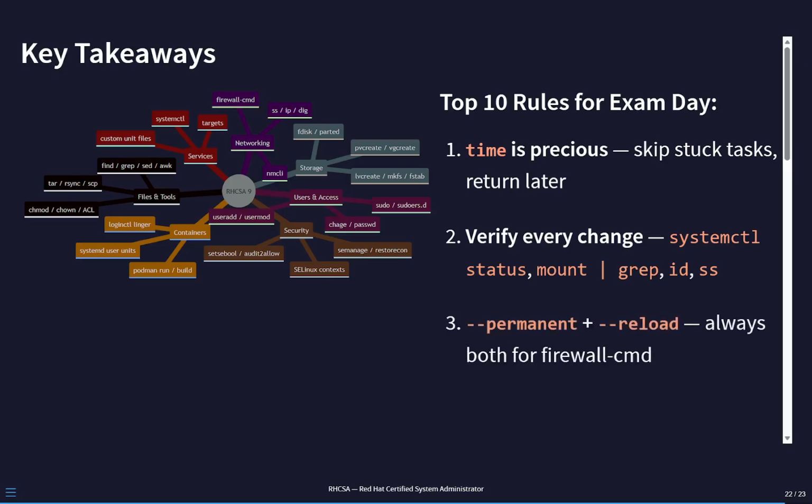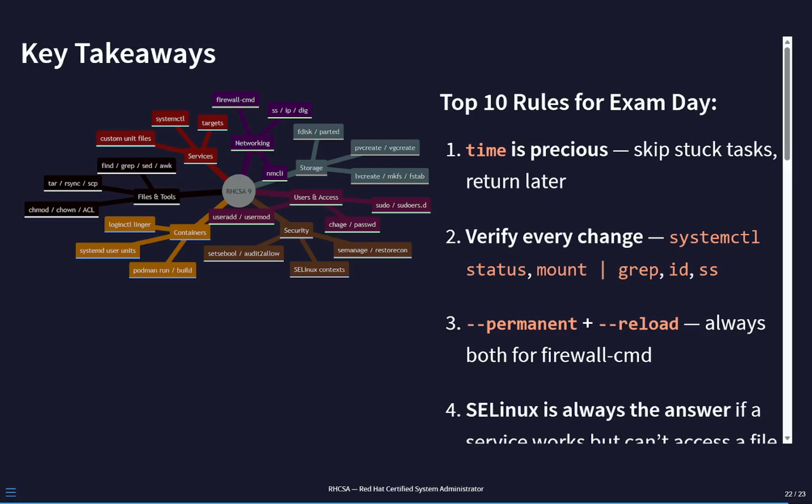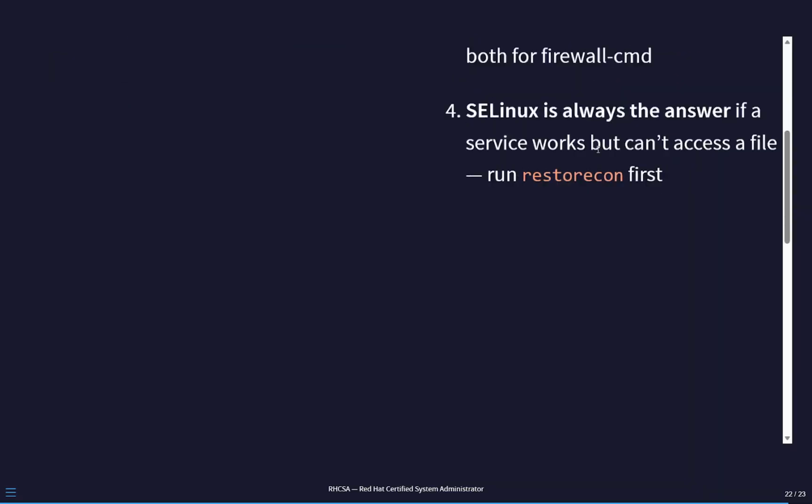Click 3. Permanent plus reload for every firewall change. Always both. Click 4. SELinux is almost always the answer when a correctly configured service can't access a file. Check context first with ls -Z. Run restorecon first, then investigate booleans.